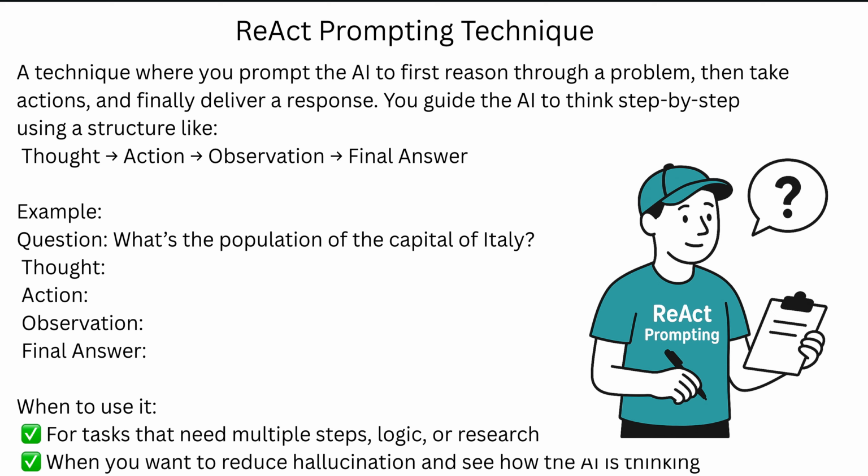So to trigger it, you don't just ask a question, you give it a structure like thought, action, observation, final answer. Now you are saying, think step by step, tell me what you are doing, and then give me the final answer. So you're literally teaching the AI how to behave. It's like prompting the AI to become more deliberate with its responses.